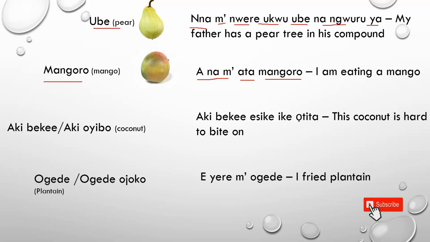Great. And next we have aki beke, or aki oyibo, which is coconut. Aki beke esike ike otita. This coconut is hard to bite on, which is true.